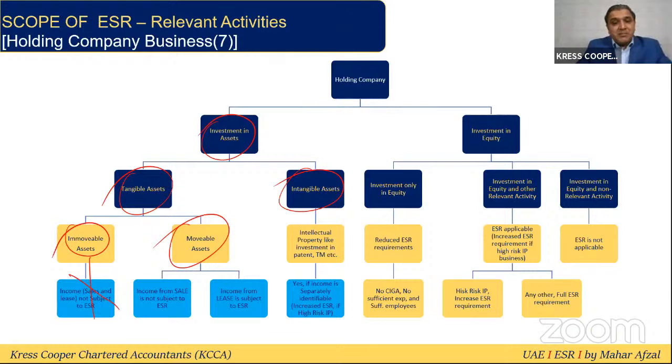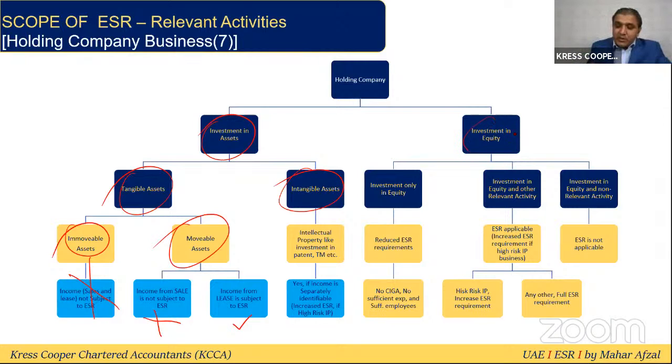If the holding company has an investment in movable assets, then the income from the sale is not subject to ESR, and income from the lease is subject to ESR. Moreover, regarding intangible assets: if the investment is in intangible assets, yes, if this is intellectual property and the licensee can identify separate identifiable income, then it will be subject to ESR. Otherwise, it will not be subject to ESR.